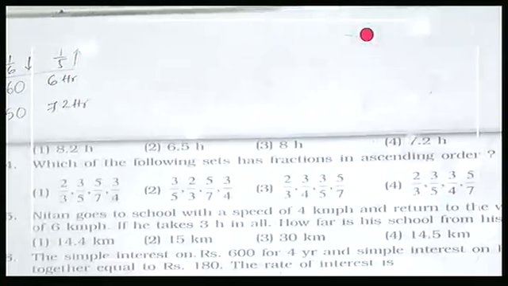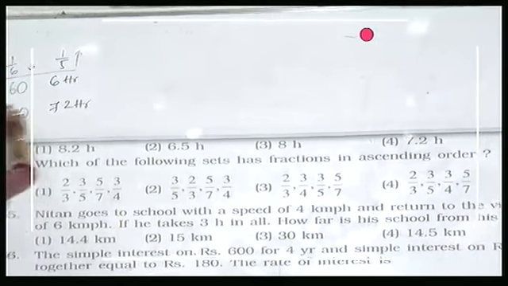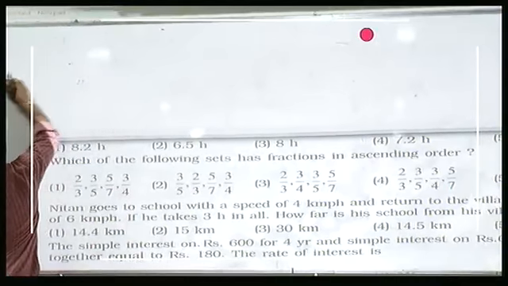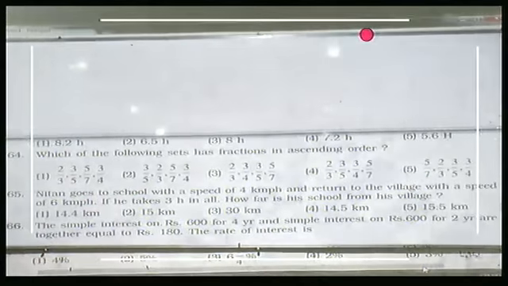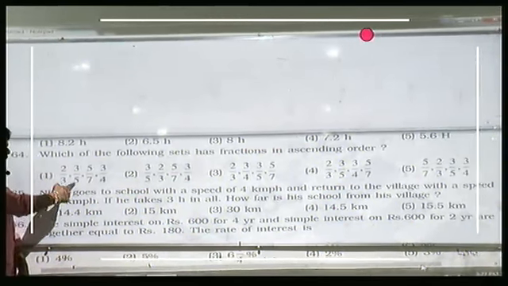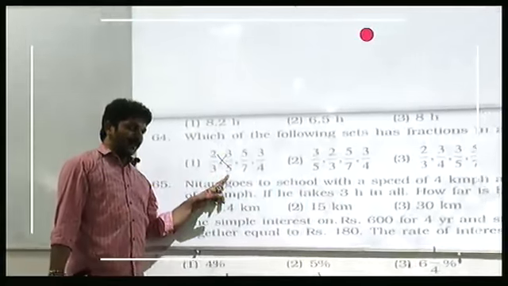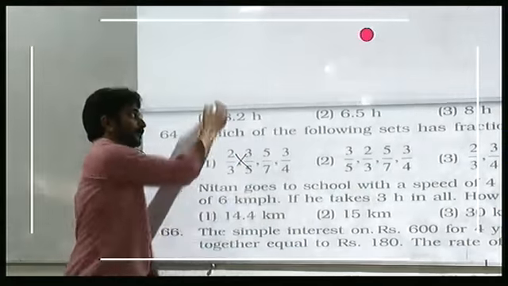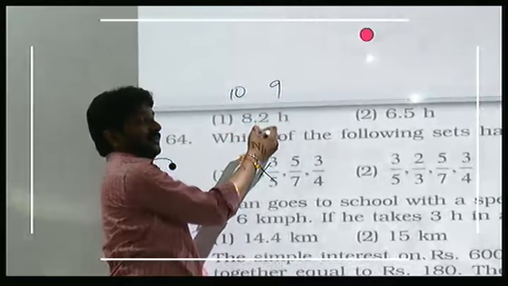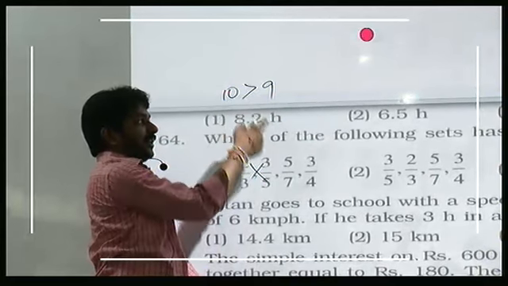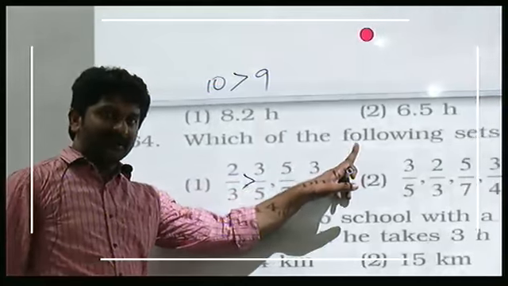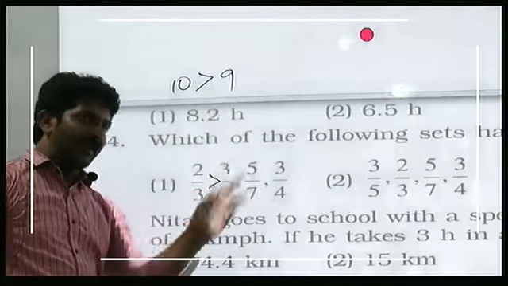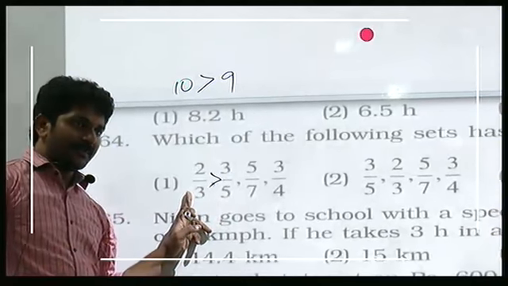Next 64. Which of the following sets has fractions in ascending order? Fractions in ascending order. So one thing you can do is going from elimination. If you want to compare two fractions, just go for cross multiplication. 2 by 3 and then 3 by 5. 2 5 is 10. 3 3 is 9. 10 is more than 9. Hence 2 by 3 is more than 3 by 5. You have to arrange all these numbers in fractions in ascending order. So this cannot be your answer.